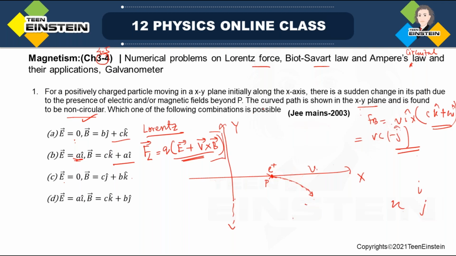So which of the following combinations is possible? So we have seen all the combinations. Only this combination matches well. Okay, so this will be the correct answer. So B will be the correct answer for this question.